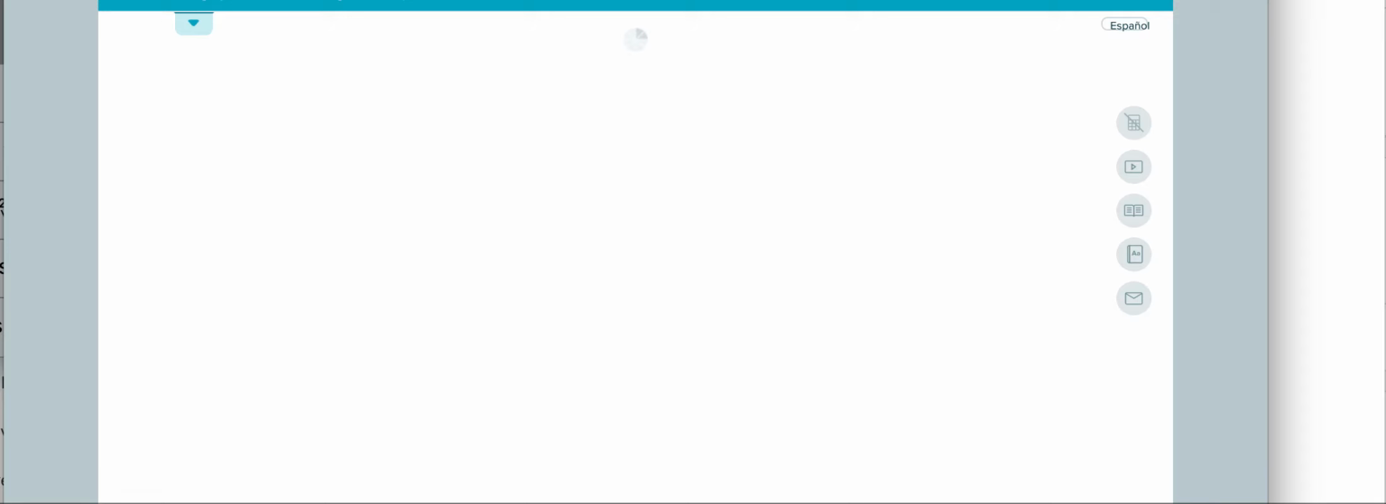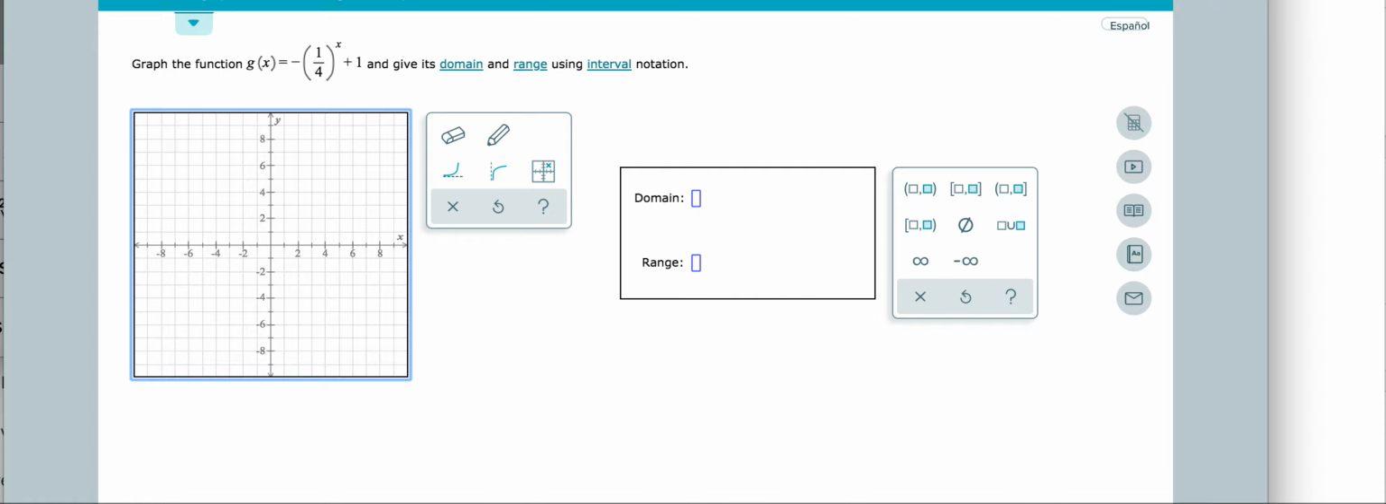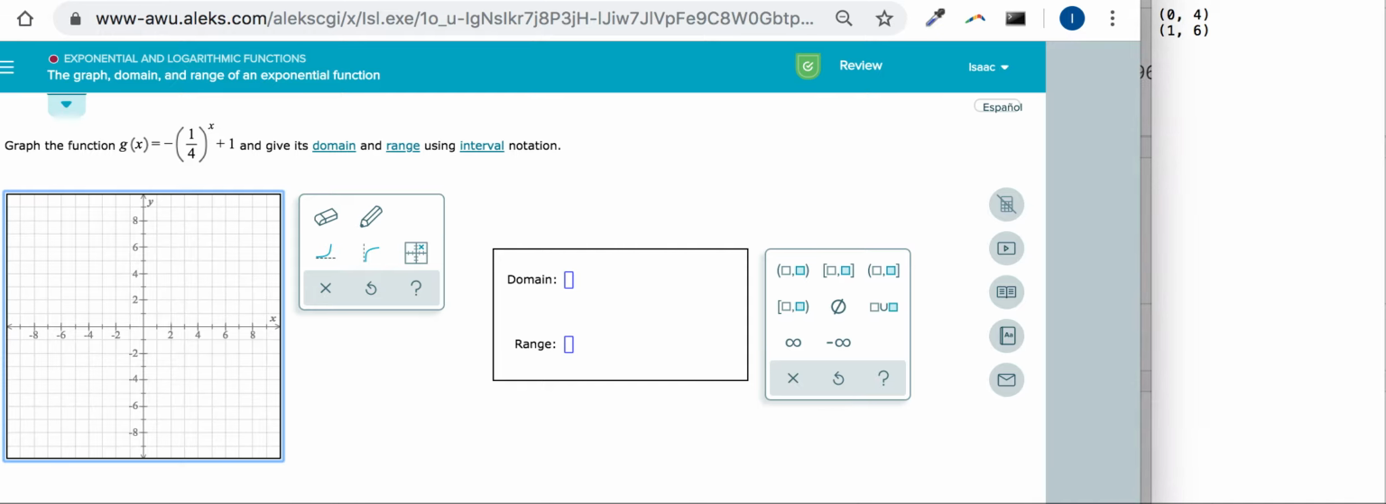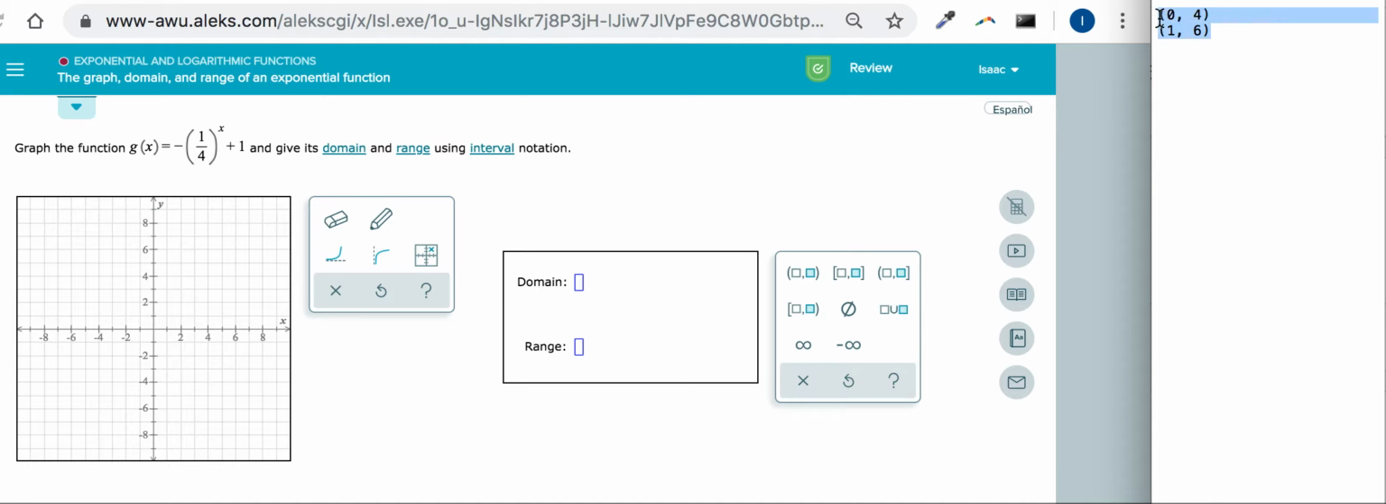Okay, let me see if there's any different ones. Yeah, this one's different. So let me do this one real fast as an example. Again, start with getting a few points. Let's plug in 0 for x. Then 1/4 to the 0 power is 1, but that negative sign applies after. Negative 1 plus 1 makes 0.